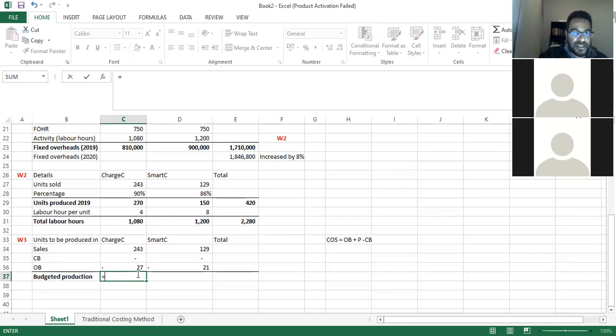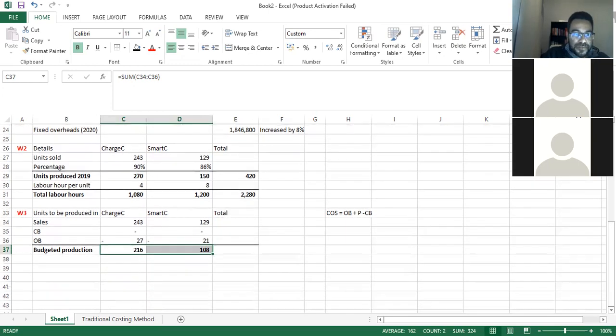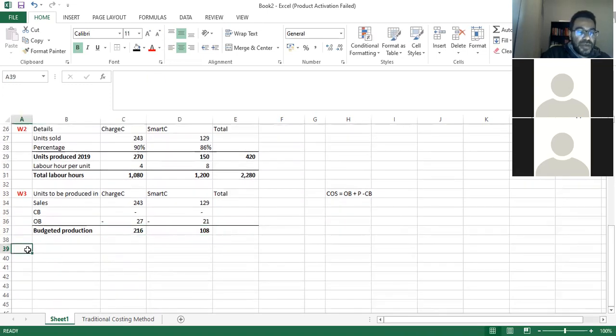Okay, so we just sum all of this. You can see we're only going to produce 216 and 108. Okay, so we're only going to produce 216 and 108 of those items. Okay, so now we can do what we want to calculate. So we need to calculate the total weight.